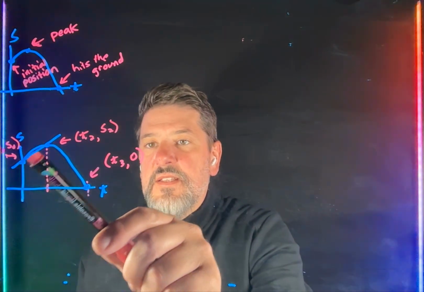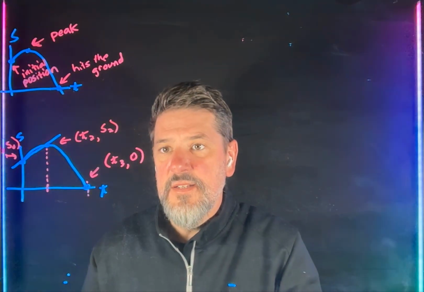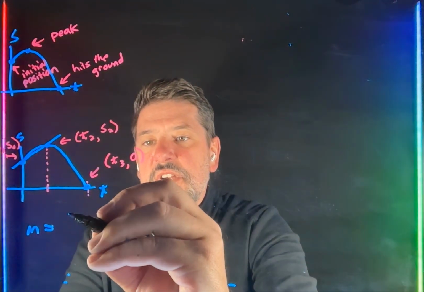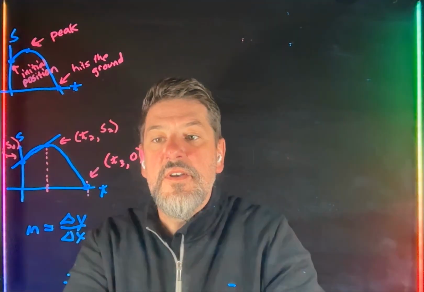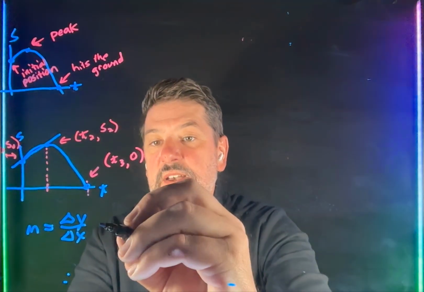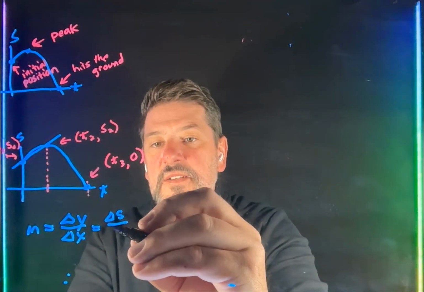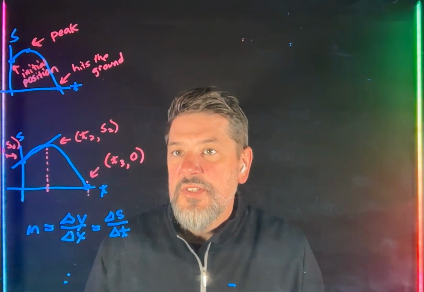Now, if we draw a line between those 2 points, and we want to look at the slope of that line, the slope of that line is going to be the change in Y over the change in X. That's how we find slope. But in this case, my Y value is S, and my X value is T. So my slope is change in S over change in T.